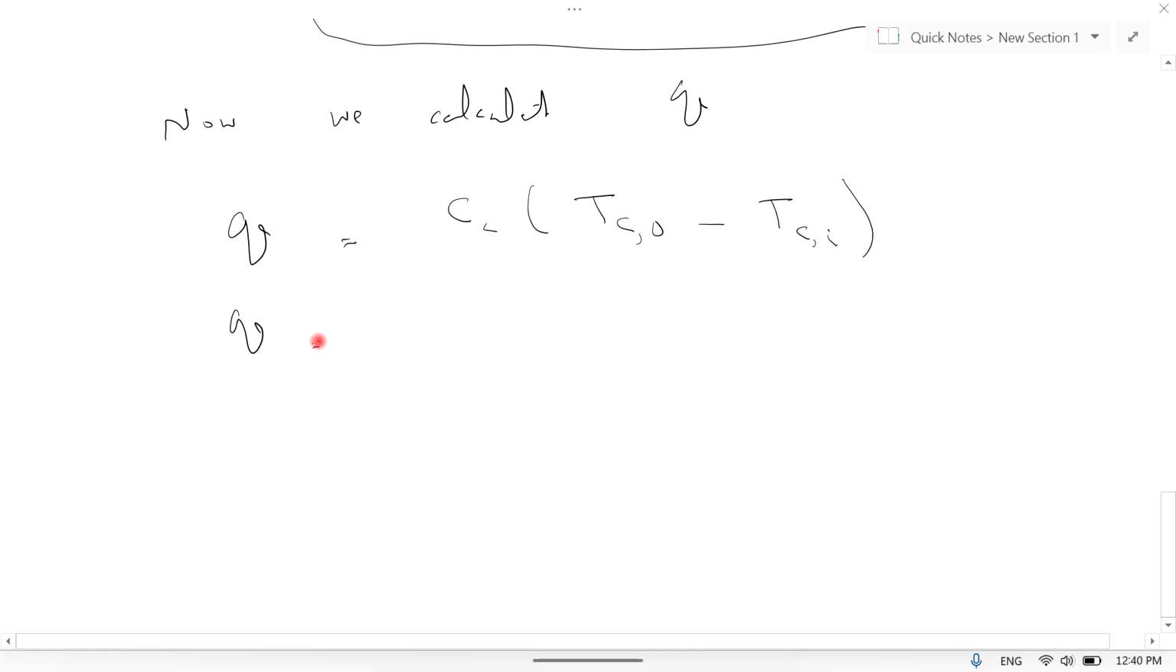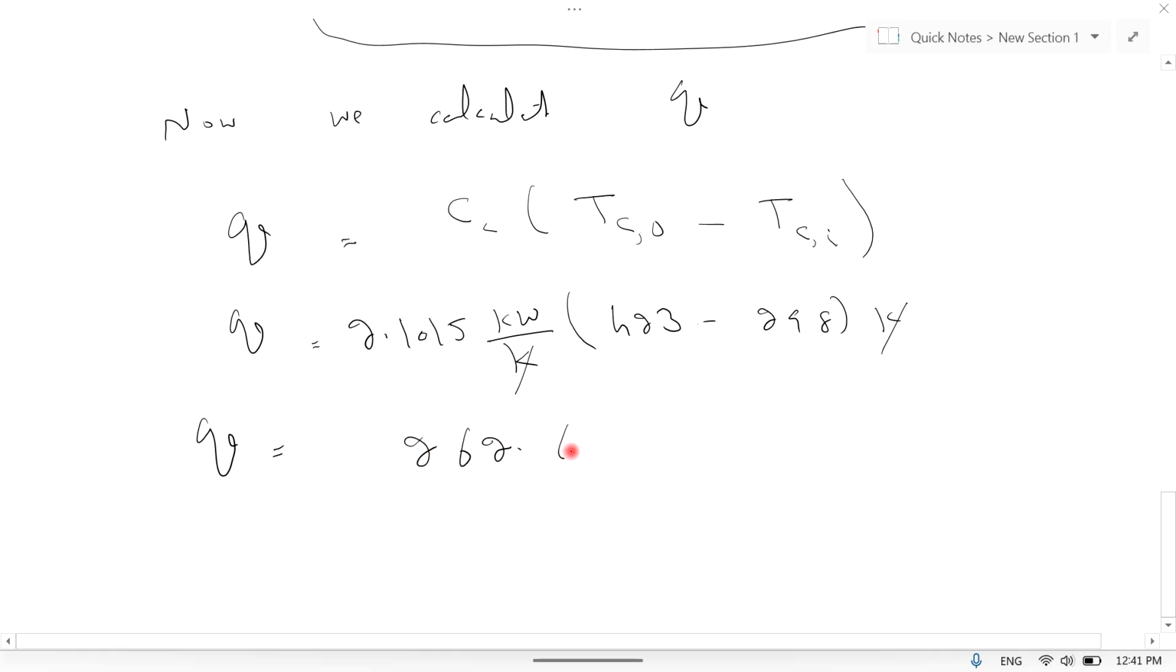So Q is equal to the heat capacity of cold water, which is 2.1015 kilowatt per Kelvin, times the temperature of cold water outlet, which is 423 Kelvin, minus the temperature of cold water inlet, which is 298 Kelvin. So Q is equal to, Kelvin will be cancelled with Kelvin. Now simplify this, which will be equal to 262.69 kilowatt.